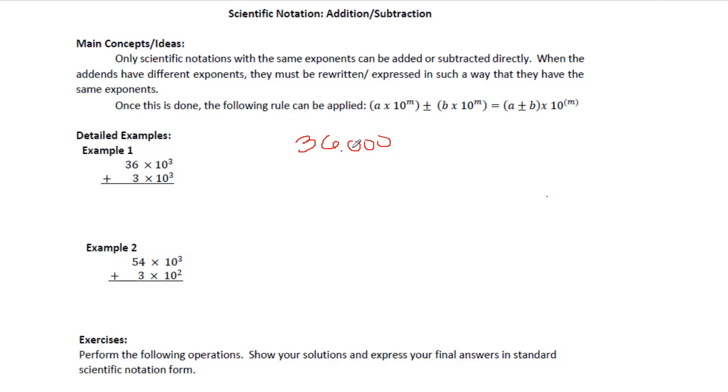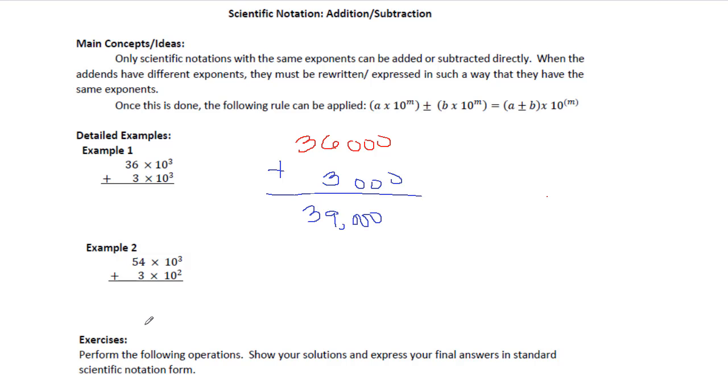36 times 10 to the 3 is 36,000. 3 times 10 to the 3 is also just 3,000. And if you know how to add, like you have 36,000 pesos and you get another 3,000 pesos perhaps from the social amelioration fund, then that means you get 39,000, right? So not a big deal.